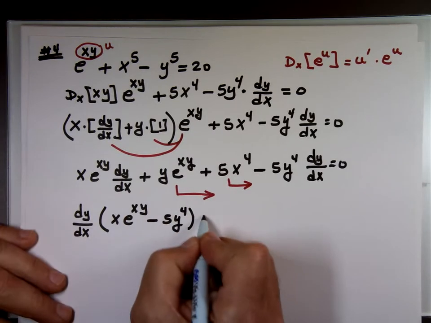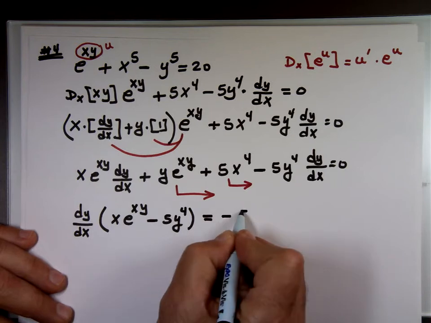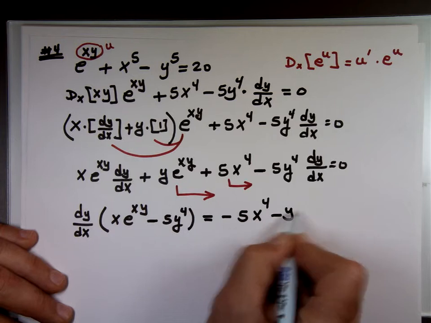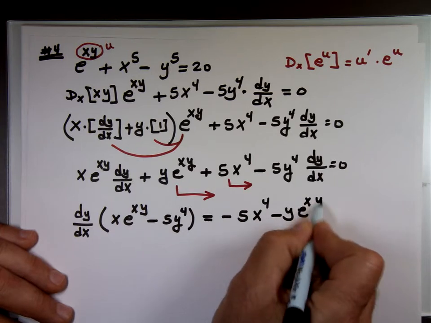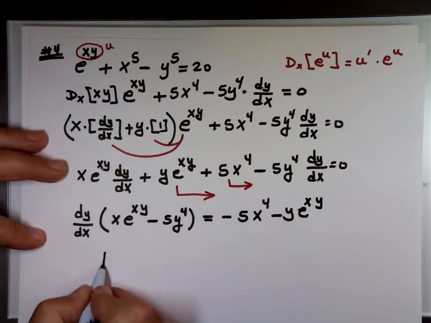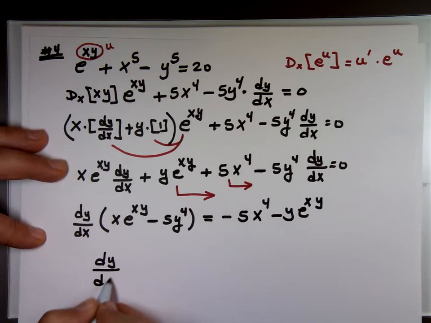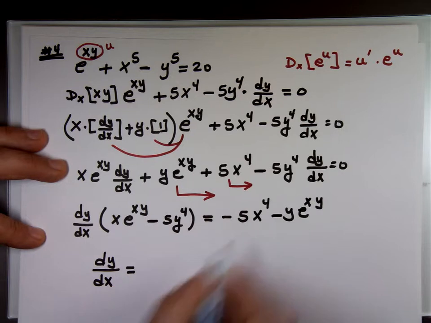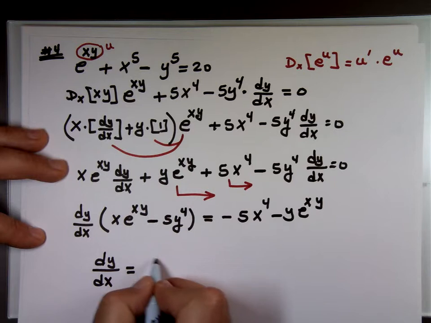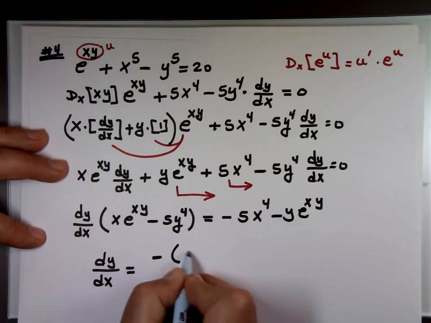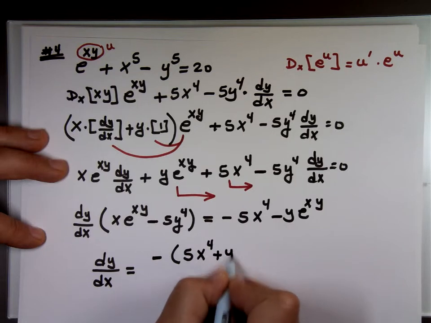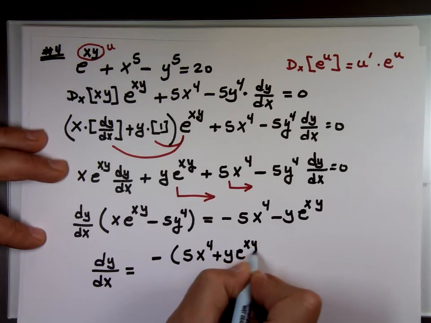What's on the other side? Minus 5x to the fourth minus y e to the xy. What's dy dx? You can pull a minus outside, right? Because they both have a minus in them. So if you pull a minus outside, it would be 5x to the fourth plus, because I took the minus outside, factor it.